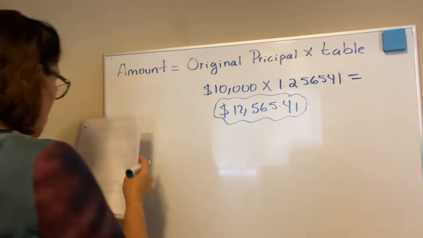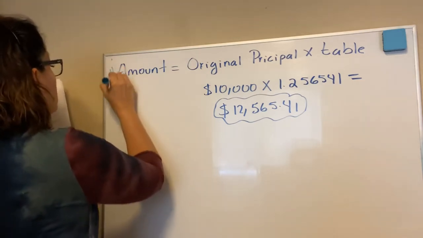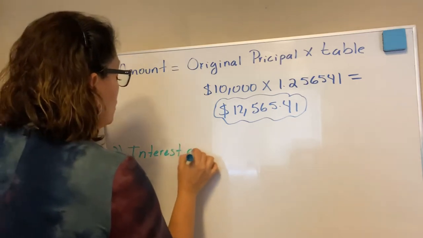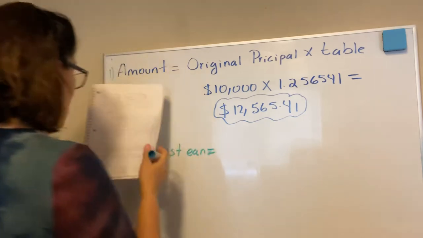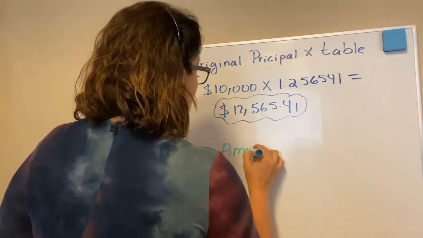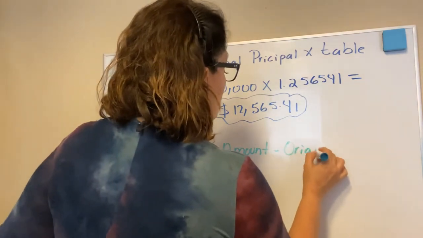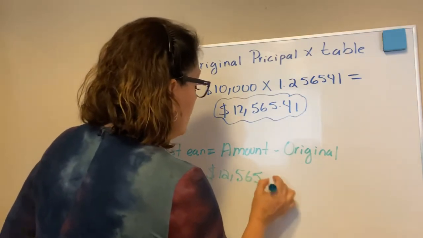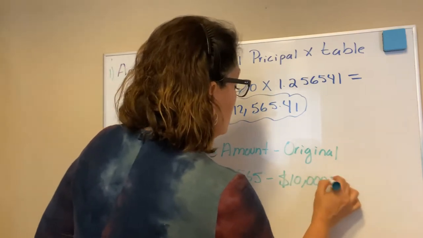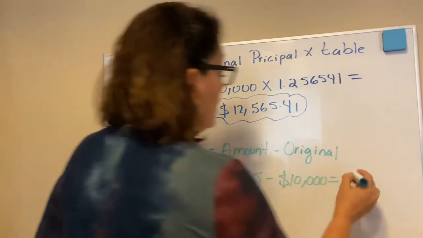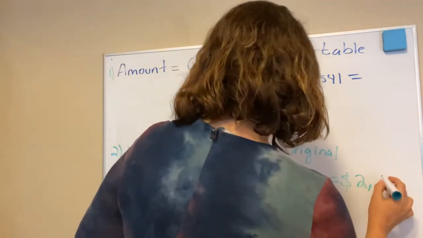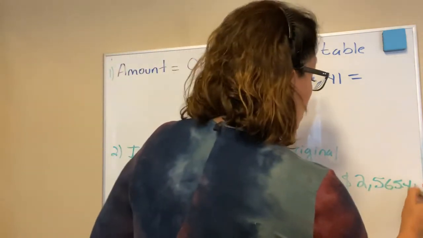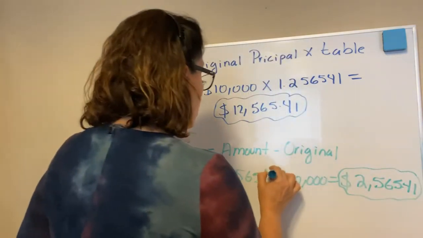So what is the amount? This is number one, this is number two, this is the interest earned. Interest earned, okay? And what is it? It is the amount that she got minus the original. She got 12,565.41 minus that 10,000 that she invested. So now the interest that she earned was 2,565.41.